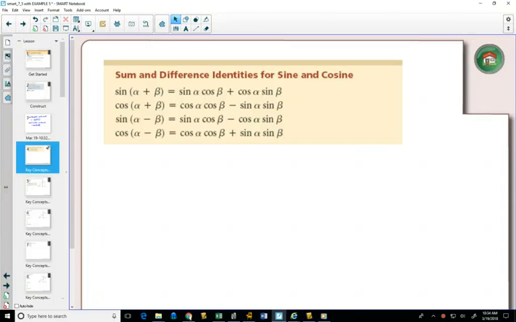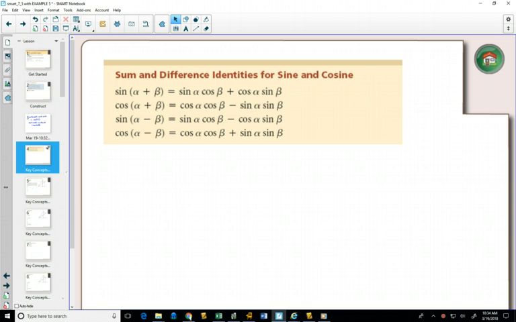What that activity did is it introduced you to these formulas. There are sum and difference formulas, and this is on page 636.